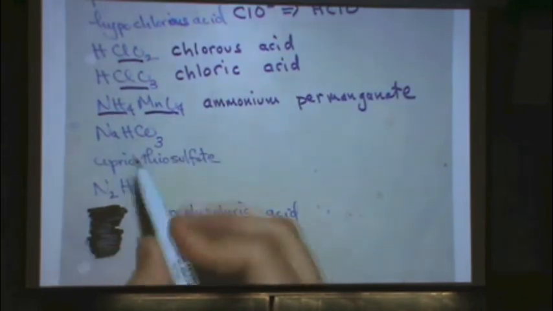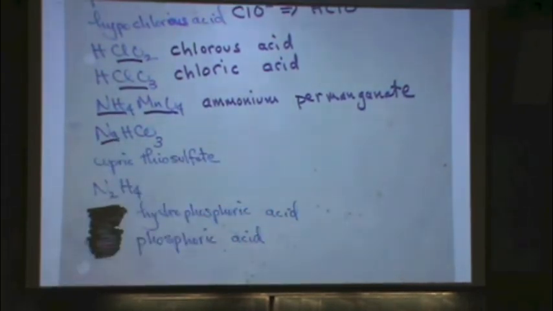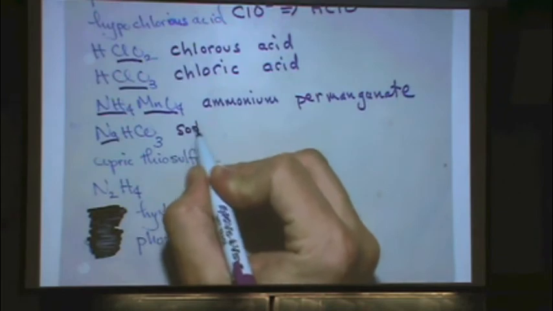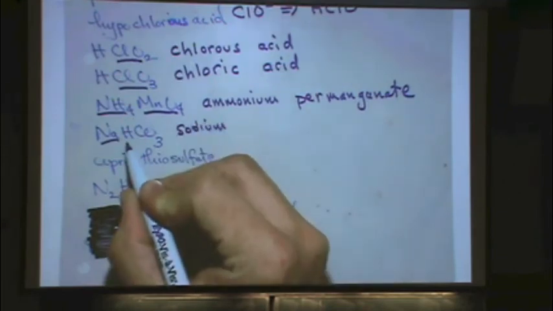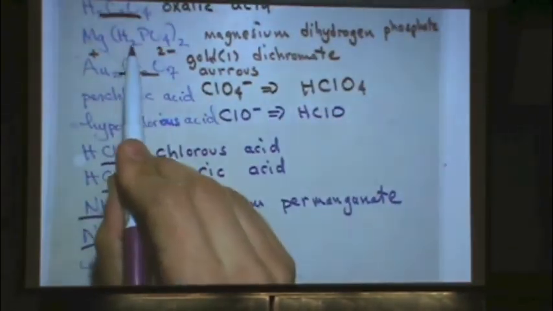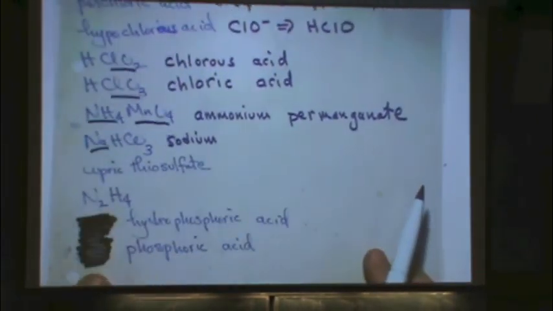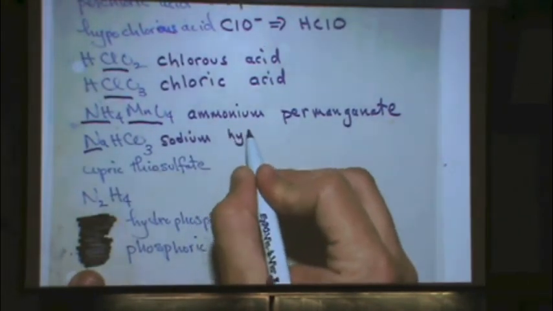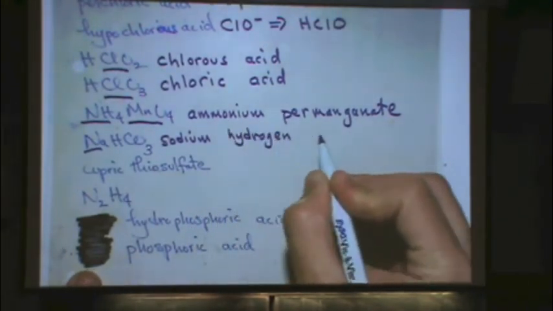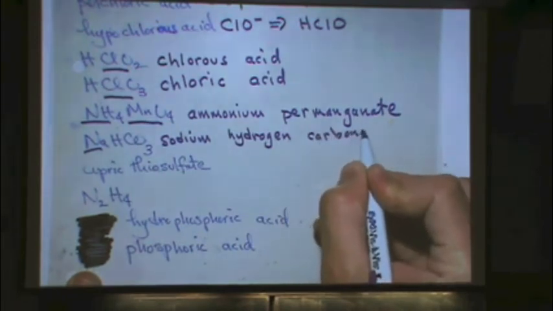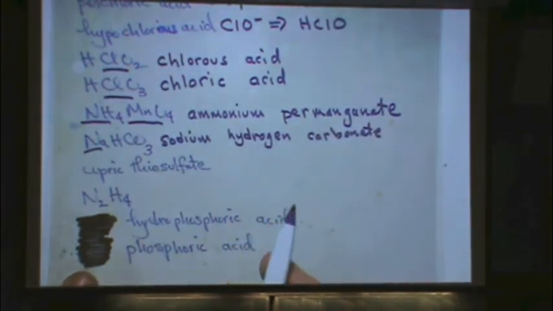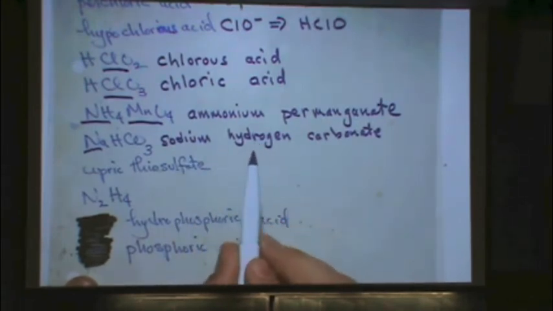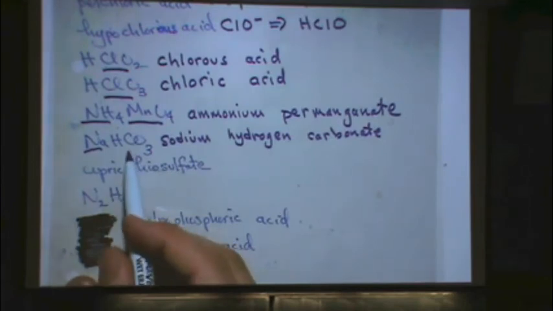Next, this has a metal, one of our normal ionics. It's sodium. Last name, just like up here, the dihydrogen phosphate. This has one hydrogen, so we call it just hydrogen carbonate. This also could be called sodium bicarbonate, one word. We know this thing as baking soda.